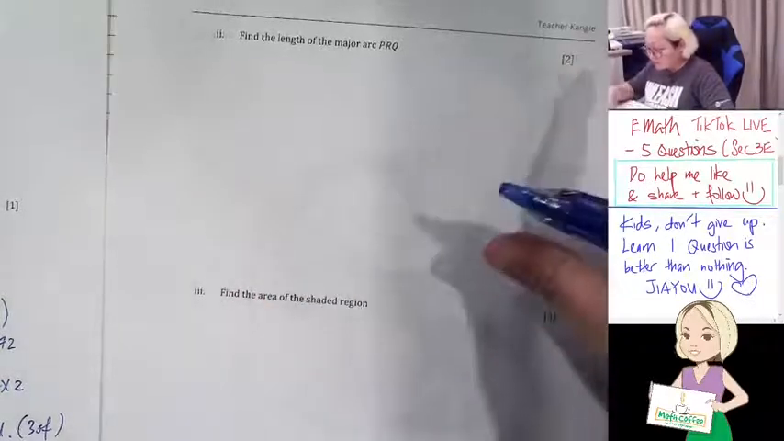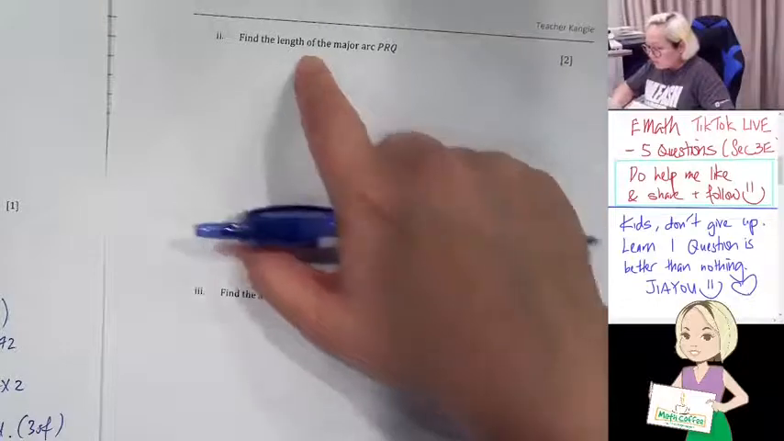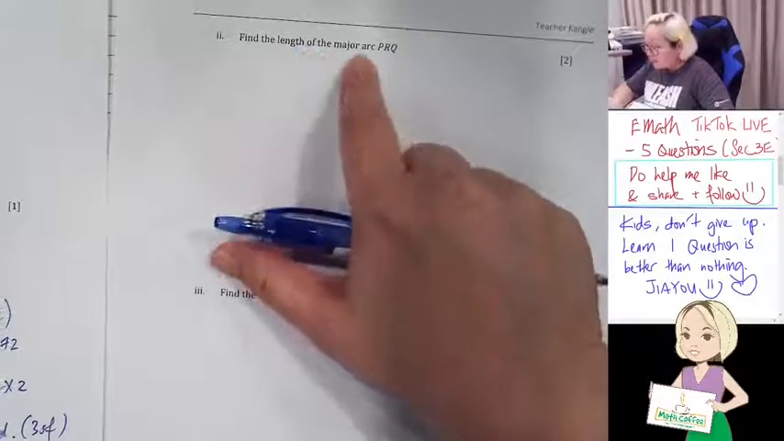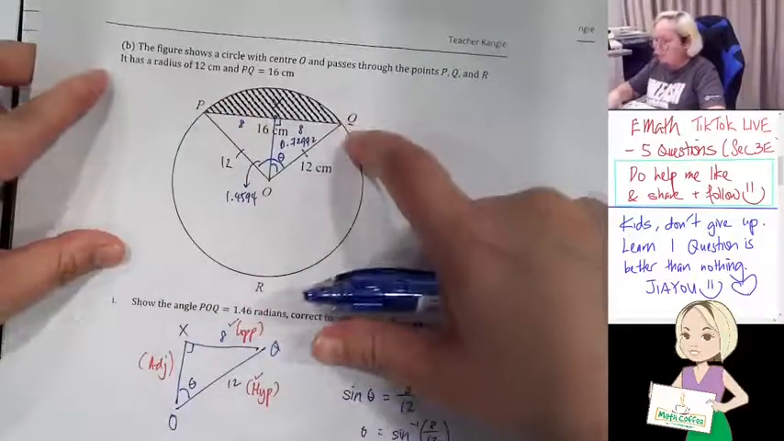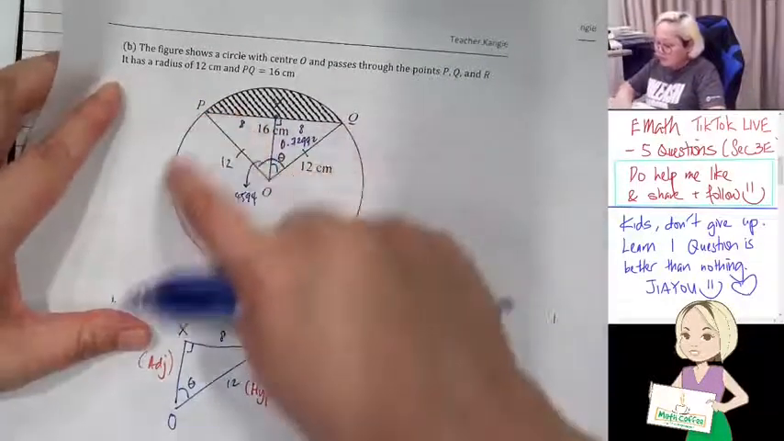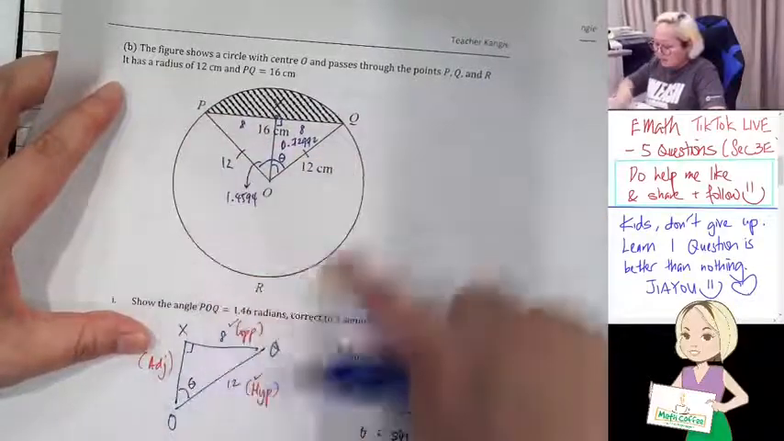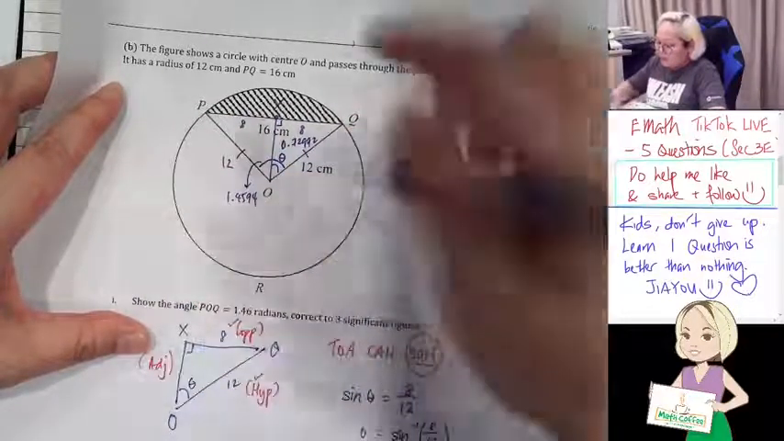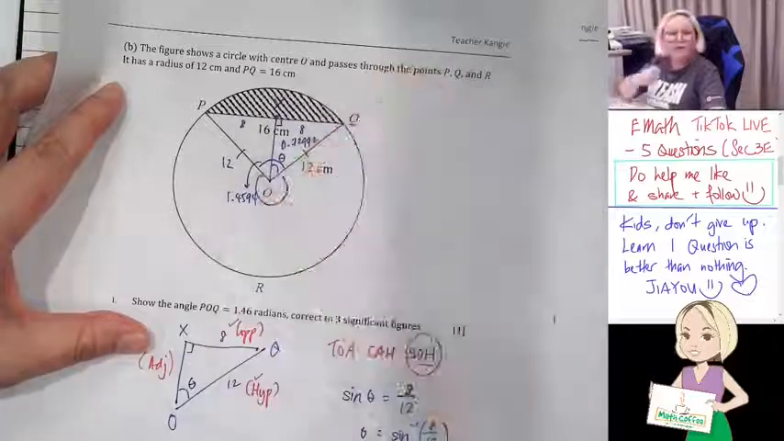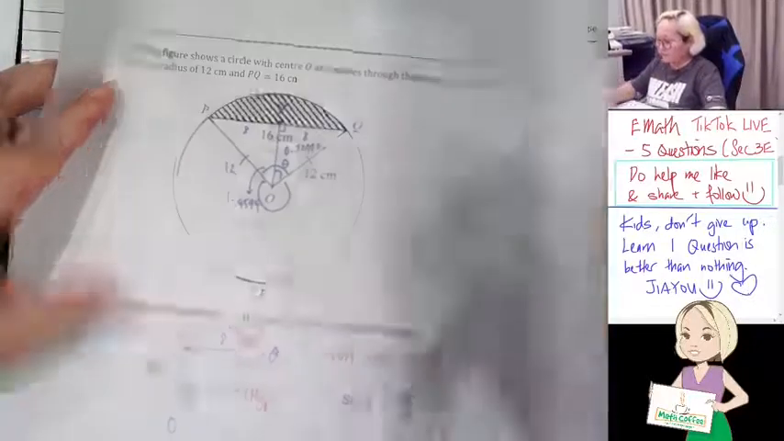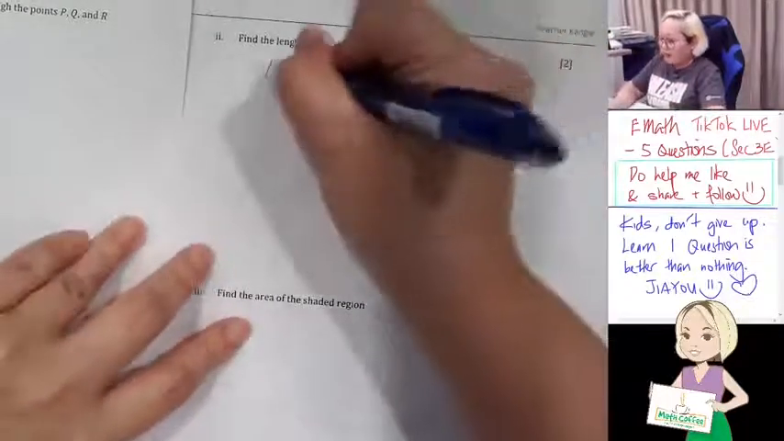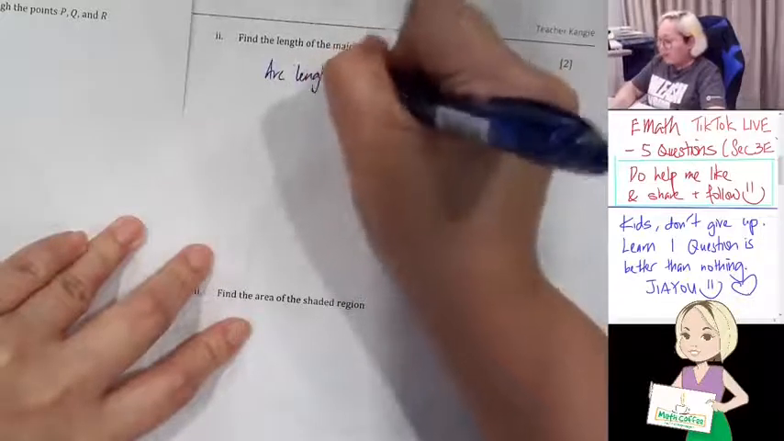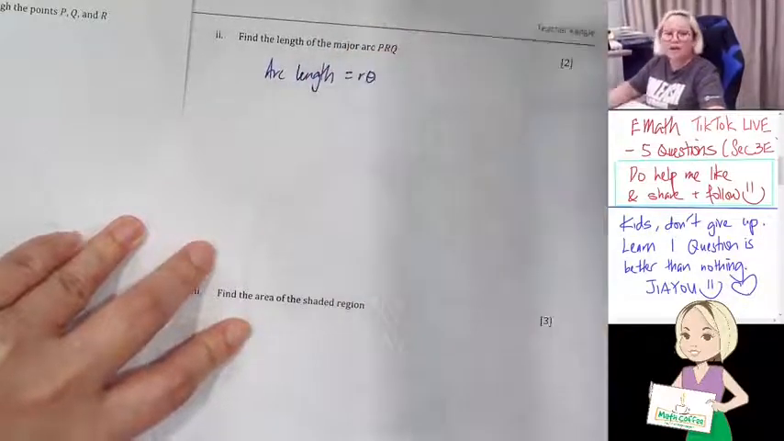Okay. So this is a Singapore paper. Find the length of the major arc PRQ. Let's go and find PRQ. They already say major, so that means they want this arc. If they want this, it means that I'm going to find the big reflex angle over here. In order to find the arc, you need to use the arc length formula, r theta, but a lot of students don't dare to use it.